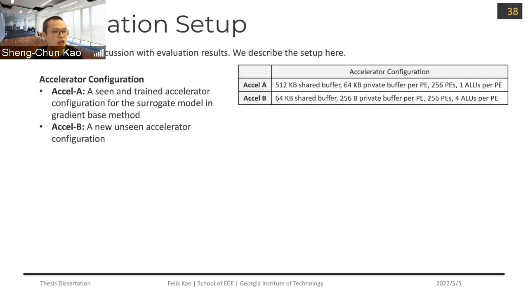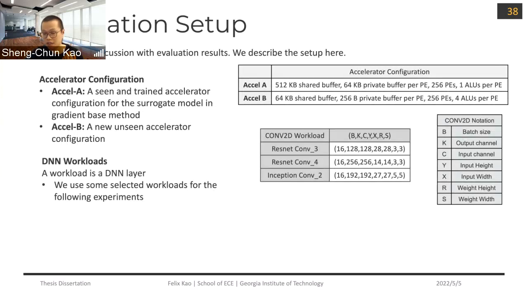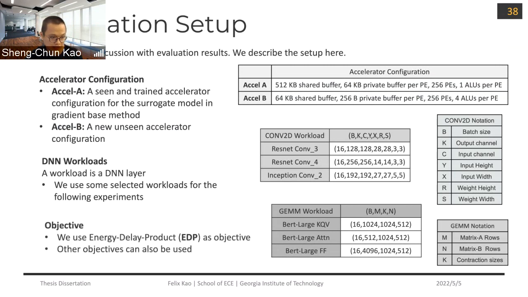For the following few slides, we will base our discussion on evaluation results, so I will discuss the setup here. We consider 2 sets of accelerator configurations, whose details are here. The difference is that the surrogate model of the gradient-based method needs to be trained on some accelerator configuration. Accelerator A is a seen accelerator configuration, and accelerator B is an unseen accelerator configuration for the surrogate model. We consider 2 types of workloads, convolution and GEMM. Here we target the energy-delay product as the objective, however other objectives can also be used.